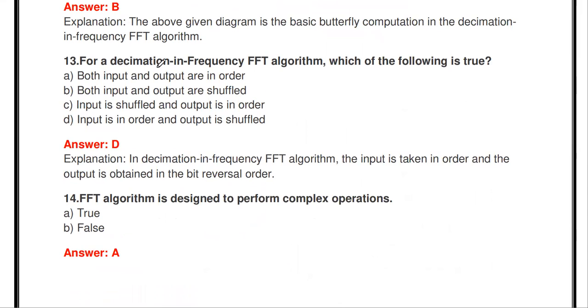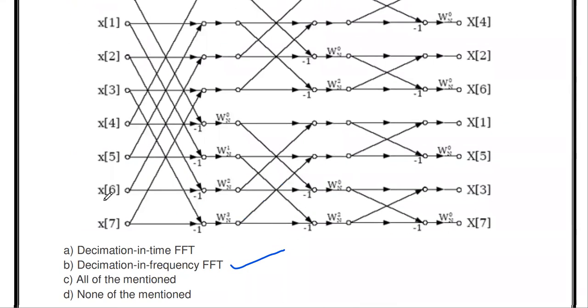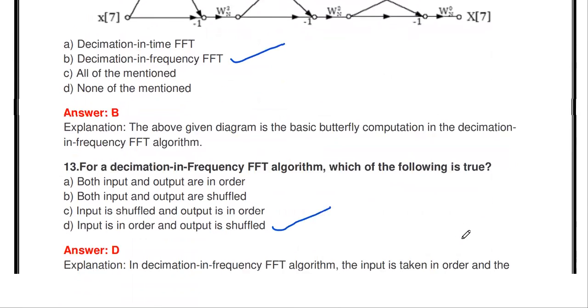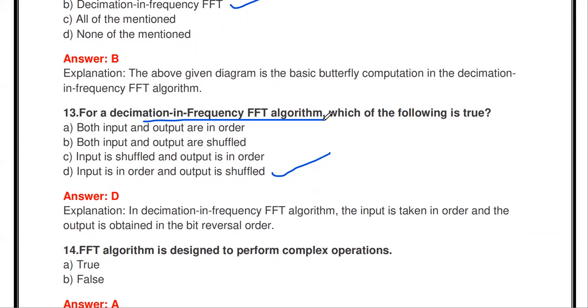The next one, for the decimation in frequency FFT algorithm, which of the following is true? Both input and output are in order. Both input and output are shuffled. Input is shuffled, output is in order. Input is in order, output is shuffled. So D is the correct one. So you see in this diagram, the input is in order, output is in shuffled, bit reversed manner. Okay, this is in DIF. So you just remember it. In DIF, input is in order, output is in bit reversed. In DIT, decimation in time algorithm, input is in bit reversed, output is in order.